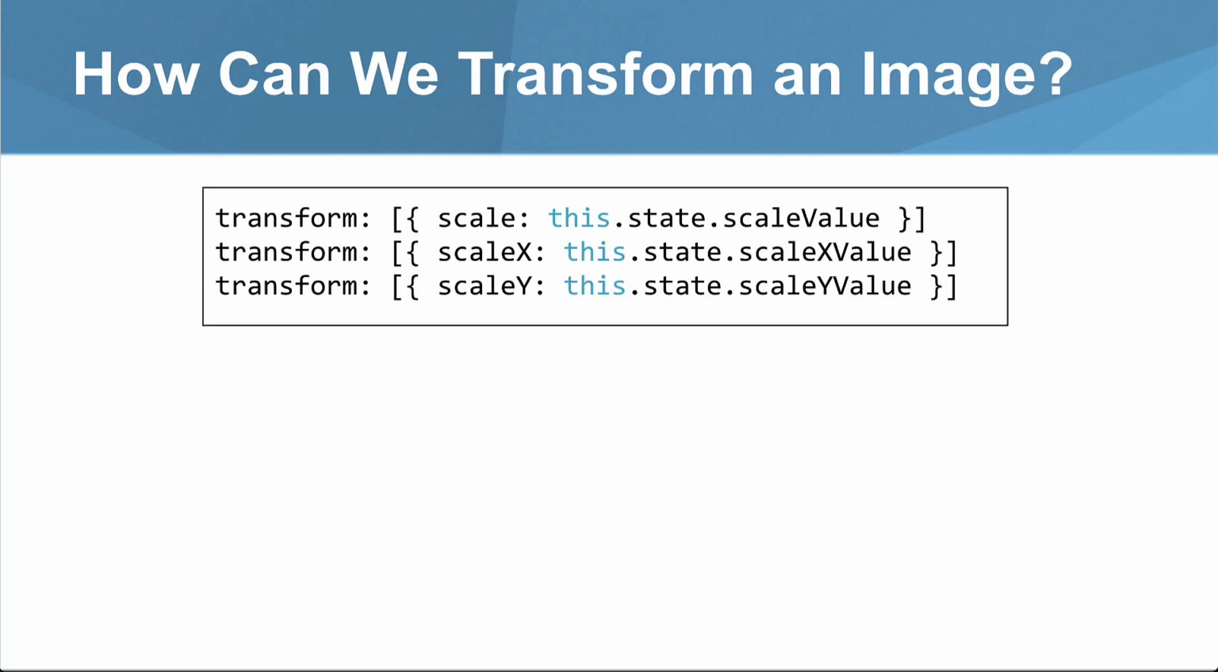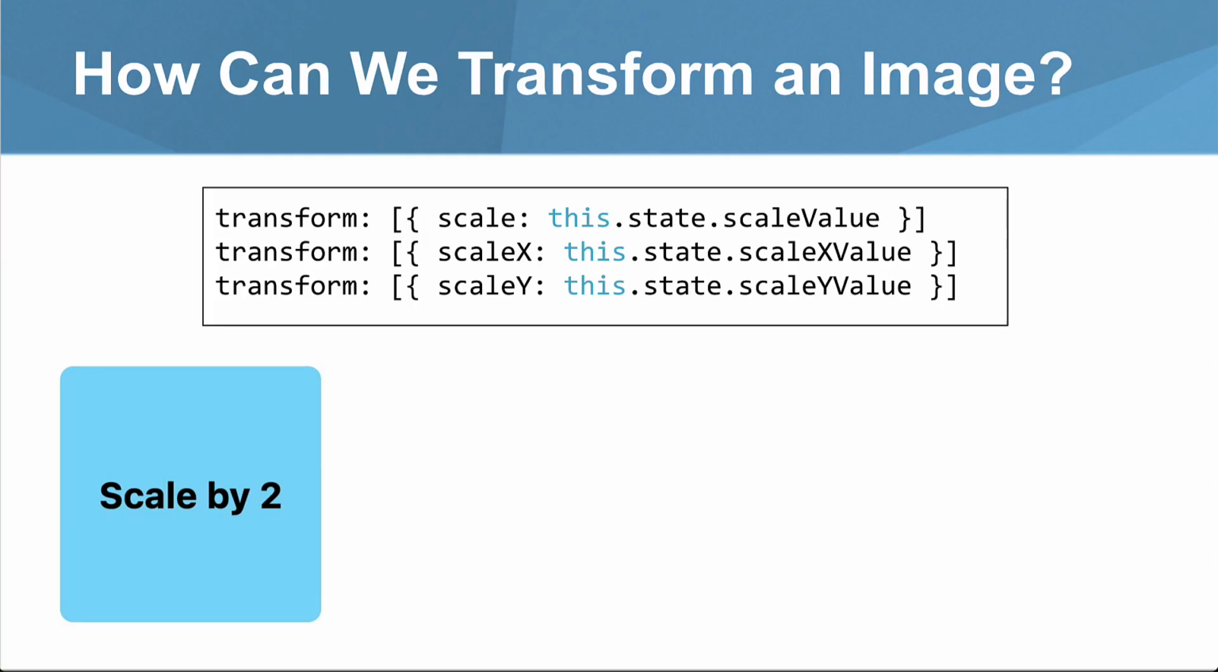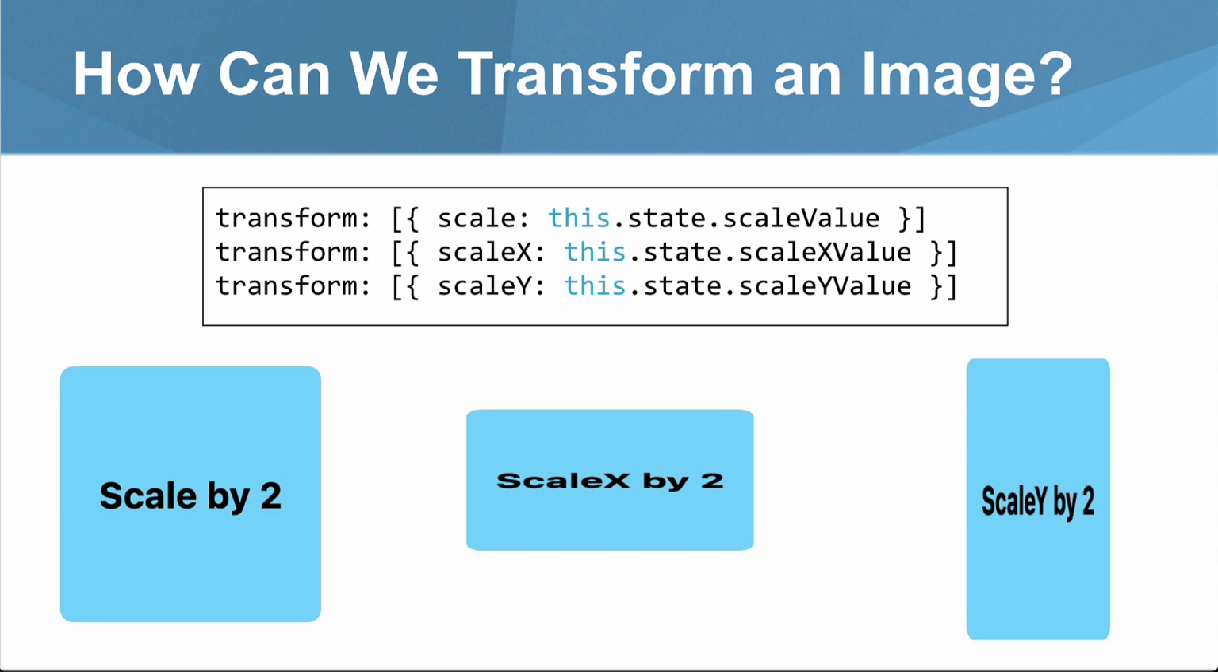Scaling is the process of stretching or shrinking an image to change its size. Scale affects both width and height, while scaleX stretches or shrinks horizontally, and scaleY stretches or shrinks vertically. Using scale is important when you want to zoom in or zoom out on your apps.